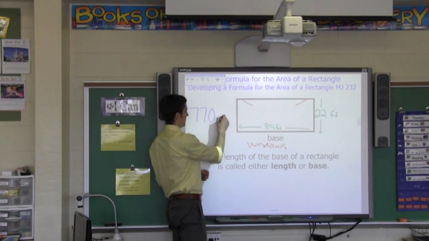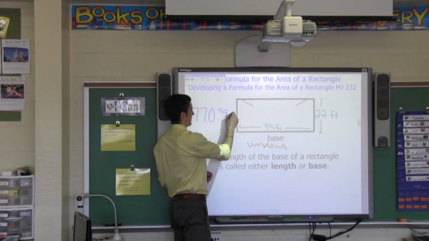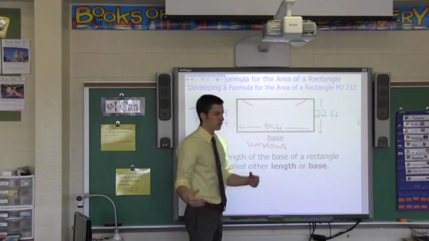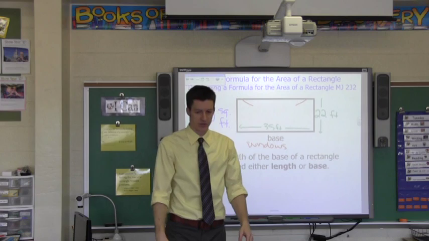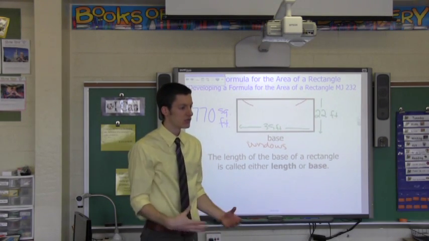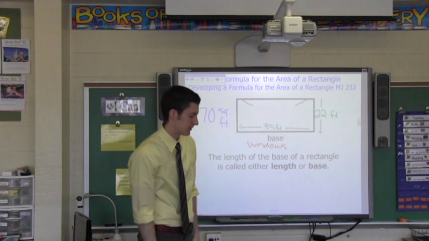770. Now, the label with area is key, because we're measuring squares. 770 feet would be like here to the fence out on the playground. Square feet are square tiles.